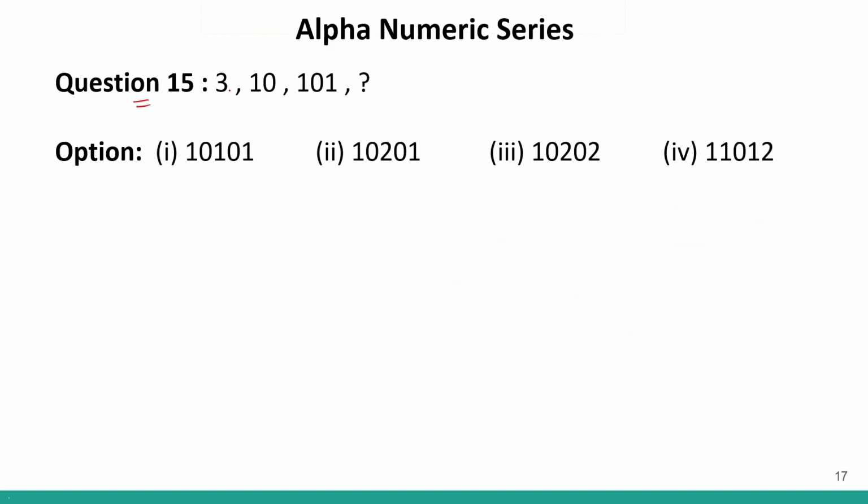Question number 15. 3, 10, 101 and so on. I cannot see a clear relationship between them, but there are huge jumps. Huge jumps, so we assume that we are multiplying, correct? So 3 and 10, I can see if I square 3 and add 1, I'll get 9 plus 1, that is equal to 10. From 10 to 101, if I square 10 and add 1, it will be 100 plus 1, I'll get 101.